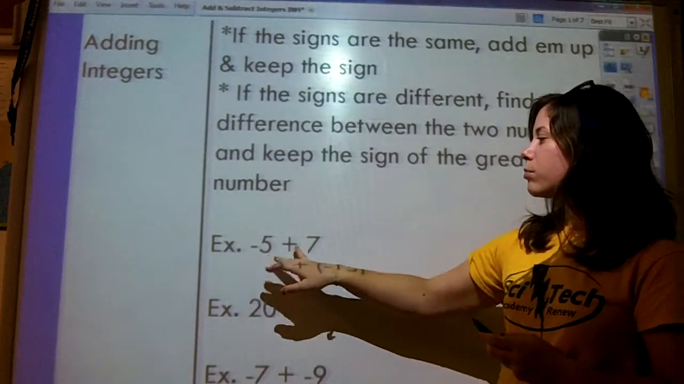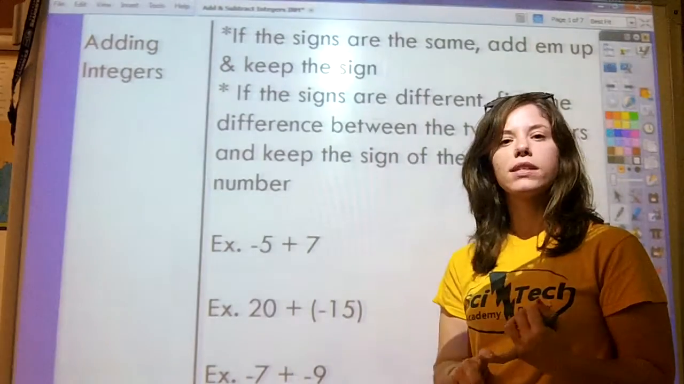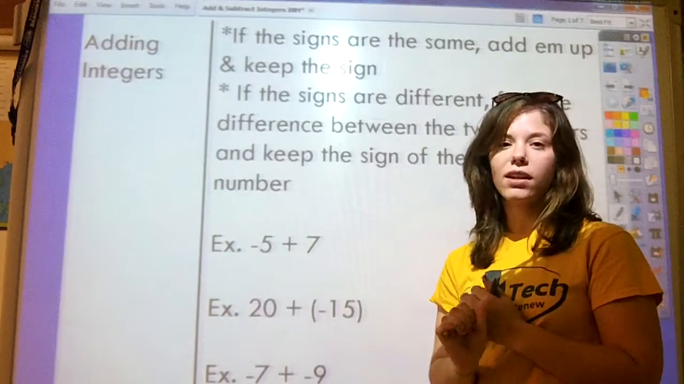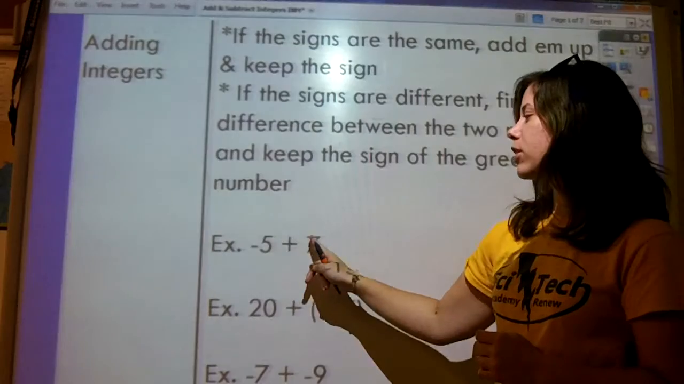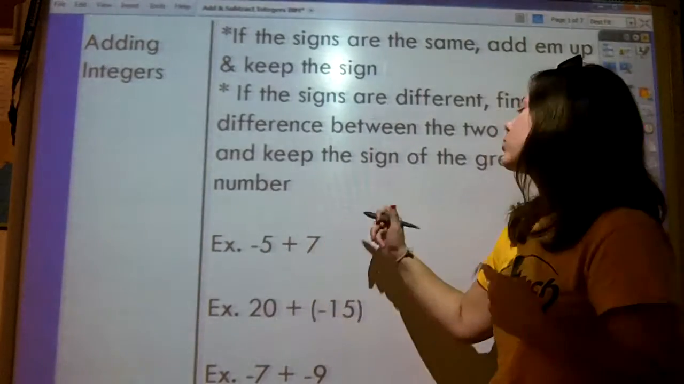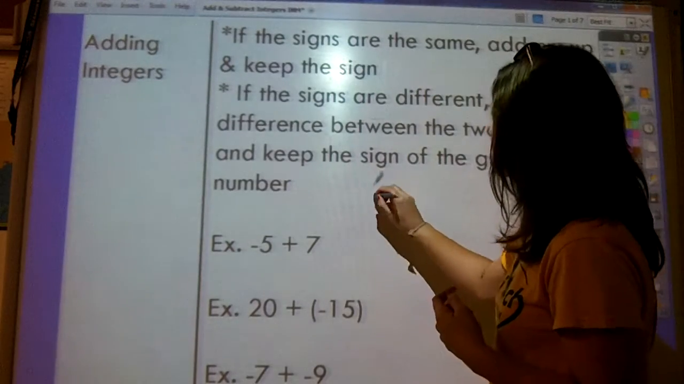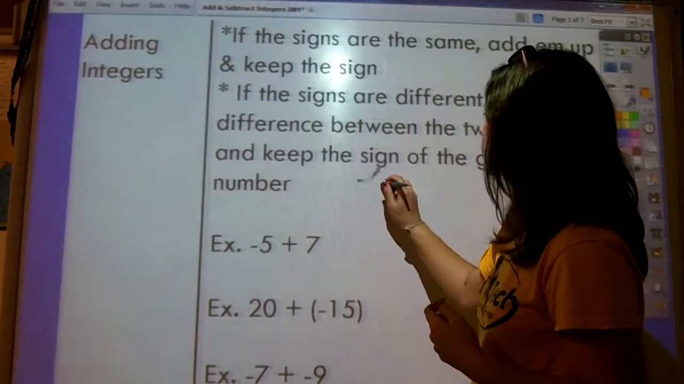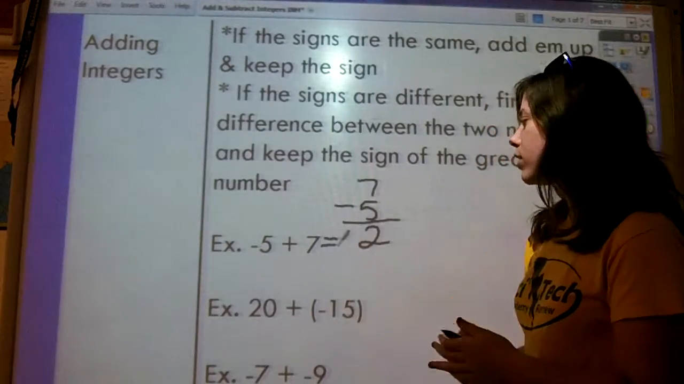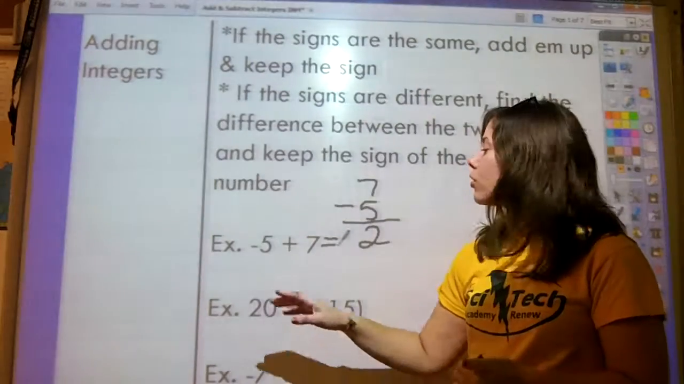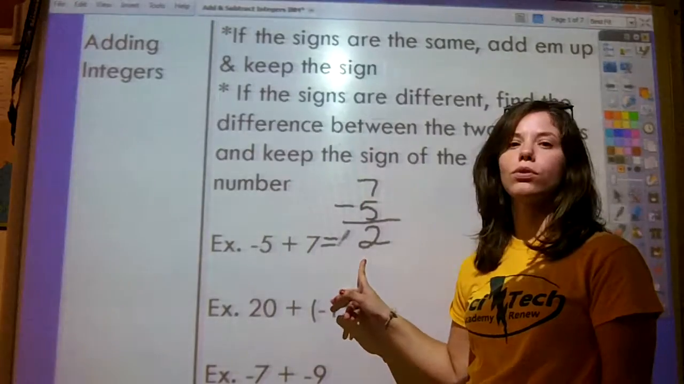In -5 plus 7, my signs are different. What that means is that one's positive and one's negative. Positive and negative are our signs. If the signs are different, you find the difference between the two numbers. So in your head, you subtract. You'll do 7 minus 5 is 2, and then you keep the sign of the greater number. The greater number is 7, and it's positive, so my answer is positive 2.